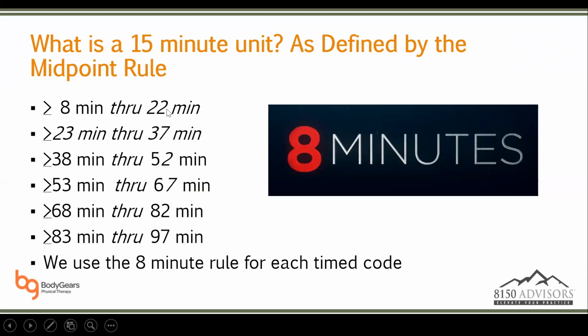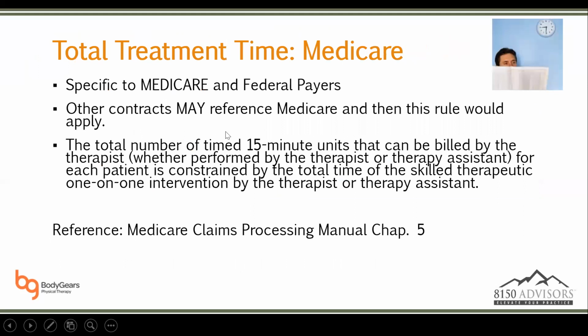In order to get to the second unit of the same thing, you have to get to 23 minutes. So for example, in order to bill 1 unit of Therex, I'd have to do it more than 8 minutes. In order to bill 2 units of Therex, I'd have to do more than 23. In order to bill 3 units of Therex, I'd have to do more than 38. Now, Medicare takes this a step further and does the total treatment time. Basically, Medicare says, we want you to take the total amount of one-on-one time you spend with the patient, and that's going to constrain the number of time units you can bill.